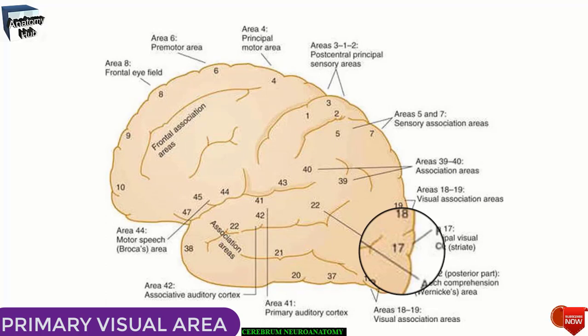The macular area, which is the central area of the retina and responsible for the maximum visual acuity, the keenest vision, has an extensive cortical representation, occupying approximately the posterior one-third of the visual cortex. The primary visual area is concerned with the reception and perception of isolated visual impressions like color, size, form, motion, illumination and transparency, which we have already discussed in the optic tract and the pathways.